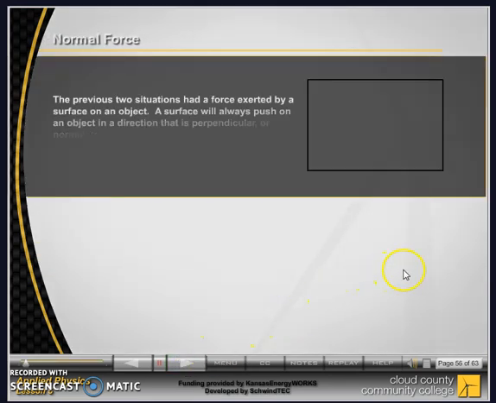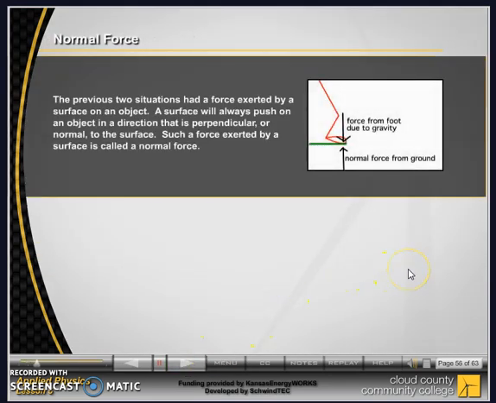The previous two situations had a force exerted by a surface on an object. A surface will always push on an object in a direction that is perpendicular or normal to the surface. Such a force exerted by a surface is called a normal force.